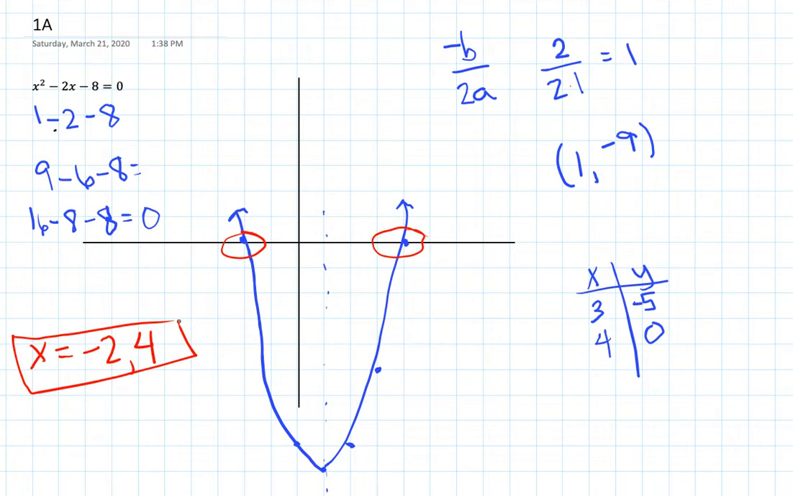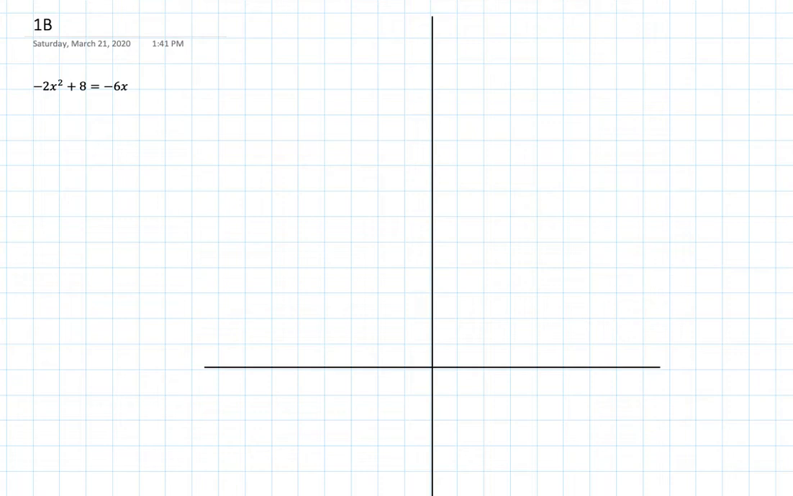We'll do another one. Here we go. This one, we have to put it in the correct form first. We just don't have a 0 over here, so we need to add our 6x to both sides so that we can have it in the correct form. So I will be working with negative 2x squared plus 6x plus 8, and that's going to equal 0.